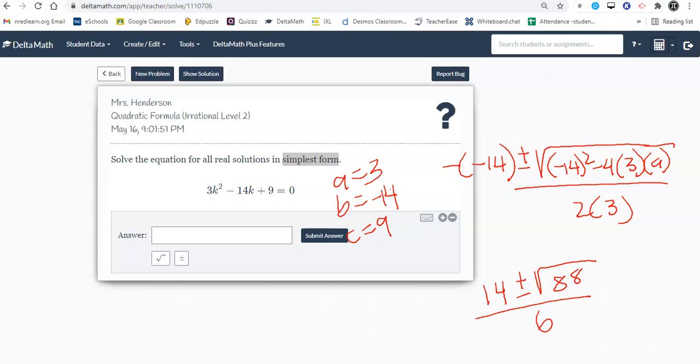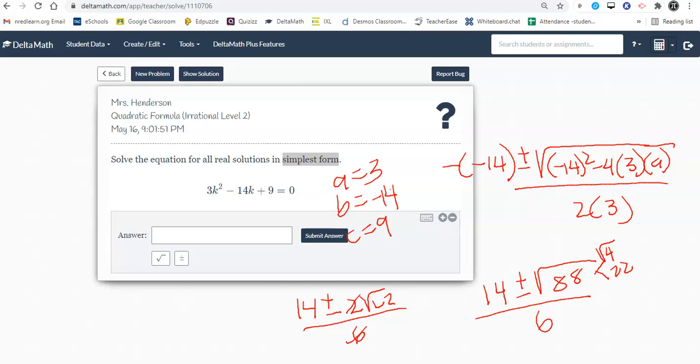I know 4 goes into it, but can anything go into 22? I think 88 divided by 4. Yeah, and 22 is just 2 and 11. So, nope, that's good. So it's 4 and 22. Square root of 4 works. So we're going to get 14 plus or minus 2 square roots of 22 all over 6.